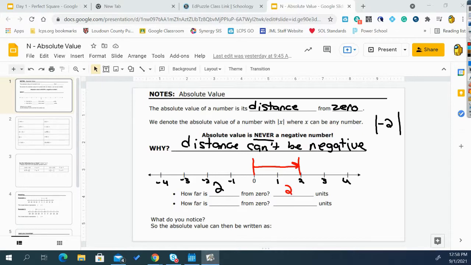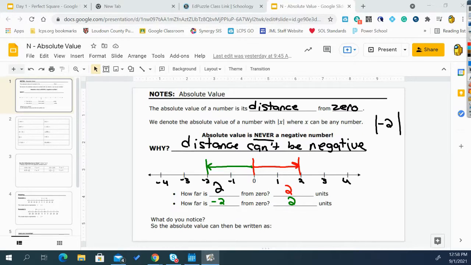Let's ask the same question on the other side. They want to know, how far is -2? So let me draw a line from 0 to -2. Make sure you're drawing it with me. From 0 to -2, it is also 2 units away from 0. 1, 2. So what you should have noticed is that the absolute value of 2 and -2 give us the same answer. It is both +2.